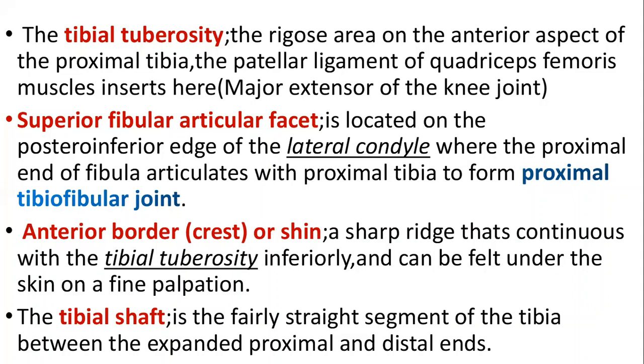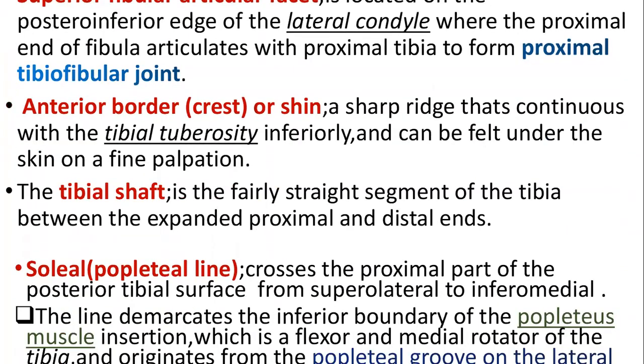tibia. So the tibial shaft is the fairly straight segment of the tibia between the expanded proximal and the distal end. And this marks other surface structures of the tibia. Let's move ahead and check other structures.